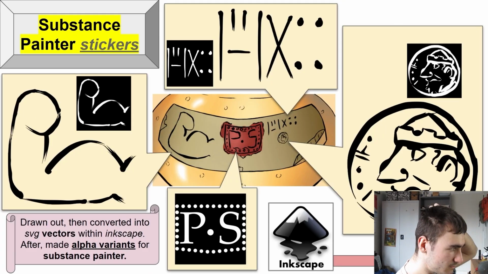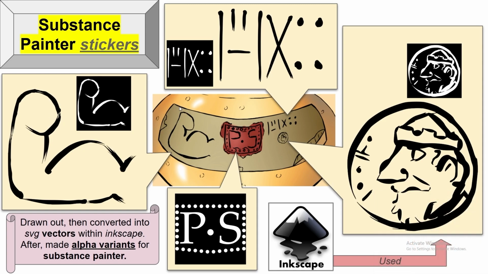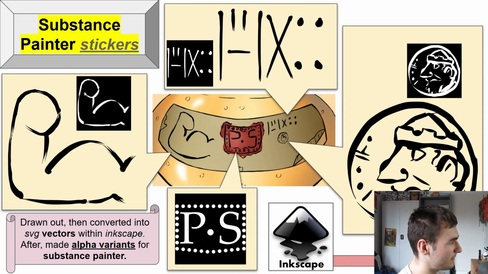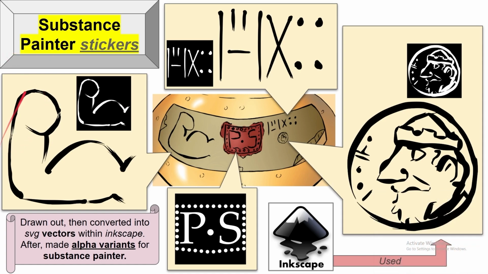As for an alternative way of creating textures, I went into Inkscape, which is an SVG vector creation tool, to create a few vector and alpha maps for some stickers to be used as textures in Substance Painter, back in Substance Painter.